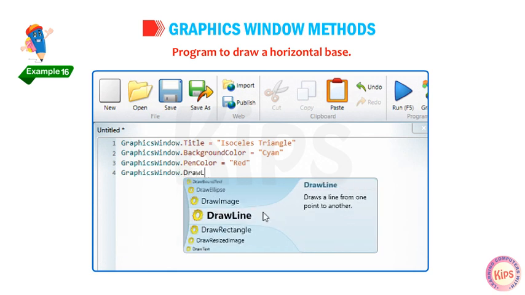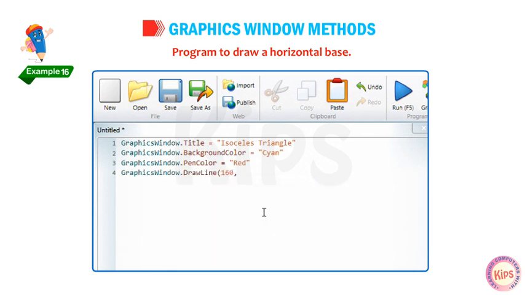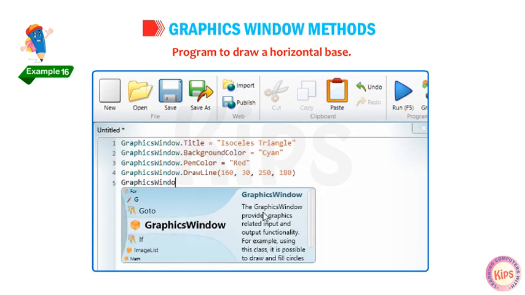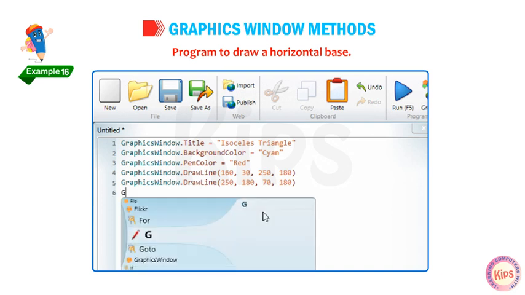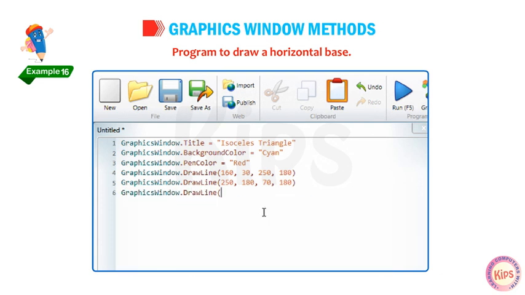GraphicsWindow.DrawLine(160, 30, 250, 180). GraphicsWindow.DrawLine(250, 180, 70, 180). GraphicsWindow.DrawLine(70, 180, 160, 30).